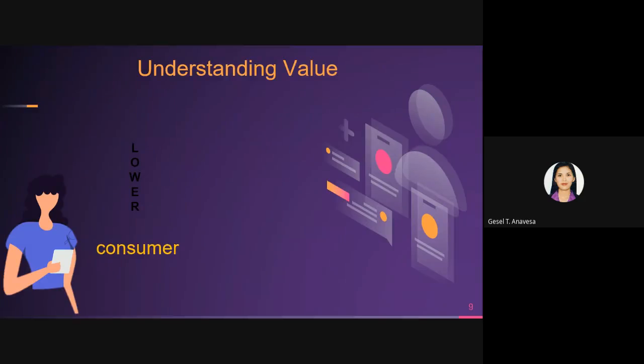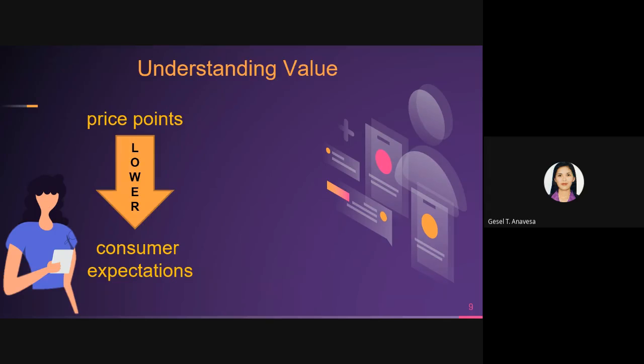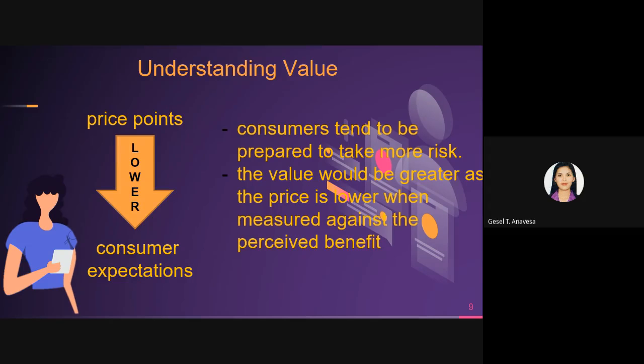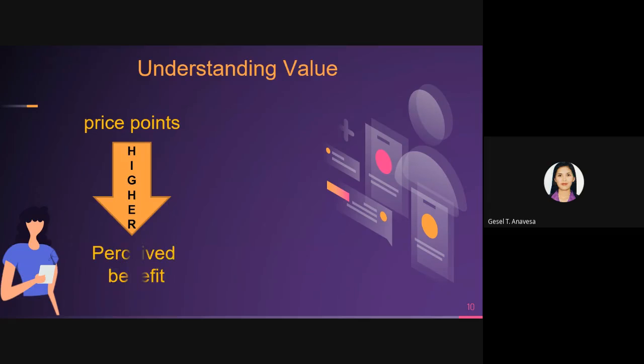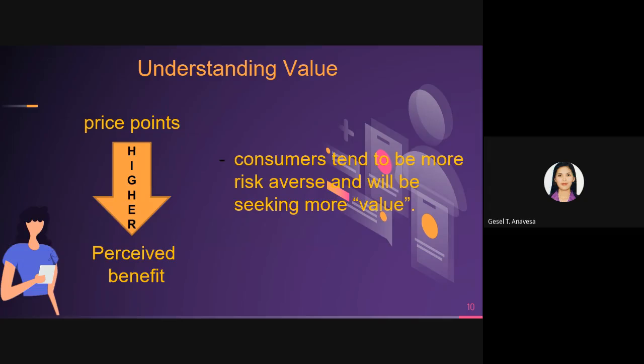Okay? So if price points for a product or services are set lower than consumer expectations, then the consumer tends to be prepared to take more risk. Okay, because the price is lower than the consumer expectation, and because the value would be greater as the price is lower when measured against the perceived benefit. But if the price point is higher against the perceived benefit, consumers tend to be more risk averse and will be seeking more value. So the issue of revenue management is establishing the appropriate balance across the range of price points that are offered.